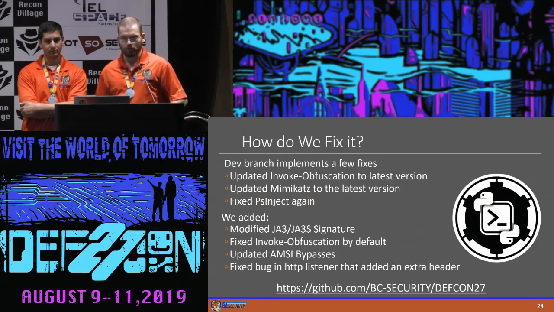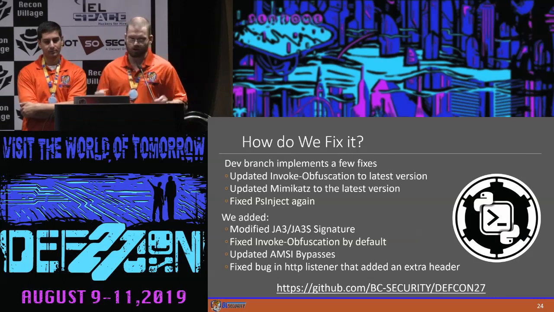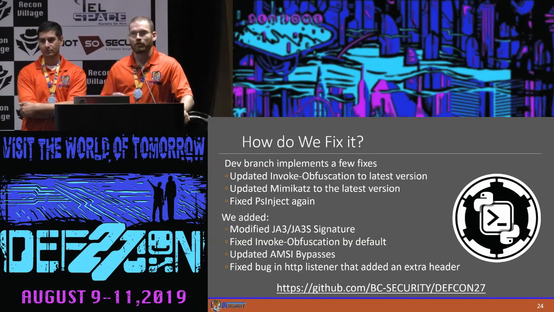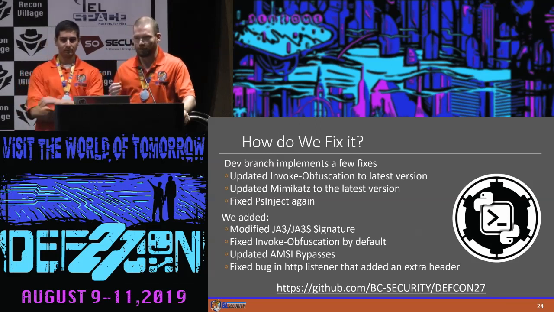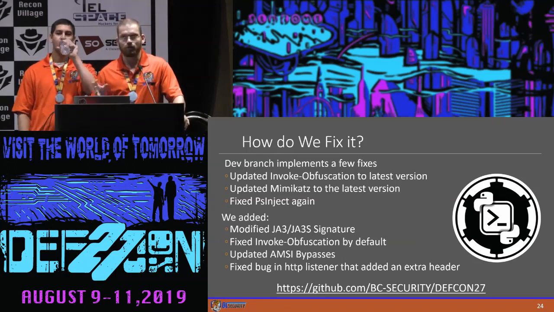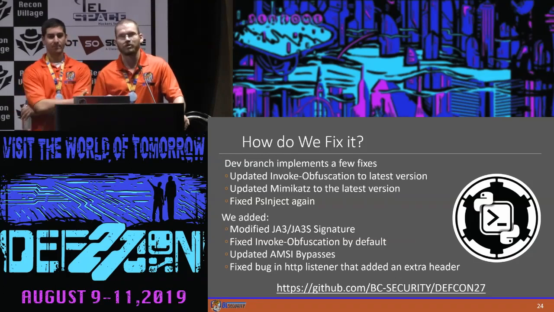So what we had to fix, like I said, they updated a lot of the stuff like Mimikatz and Invoke-Obfuscation to the latest versions inside of the dev branch. But we also went through and modified our JA3 signatures, and fixed the default launch commands inside of there because they were tacking on an extra launcher that was actually breaking it a little bit. And then we updated the AMSI bypasses to have our own flavor, just to change the signature up a little bit. And there was a bug in the HTTP listener that caused a signature that AMSI was using to flag our scripts as well.